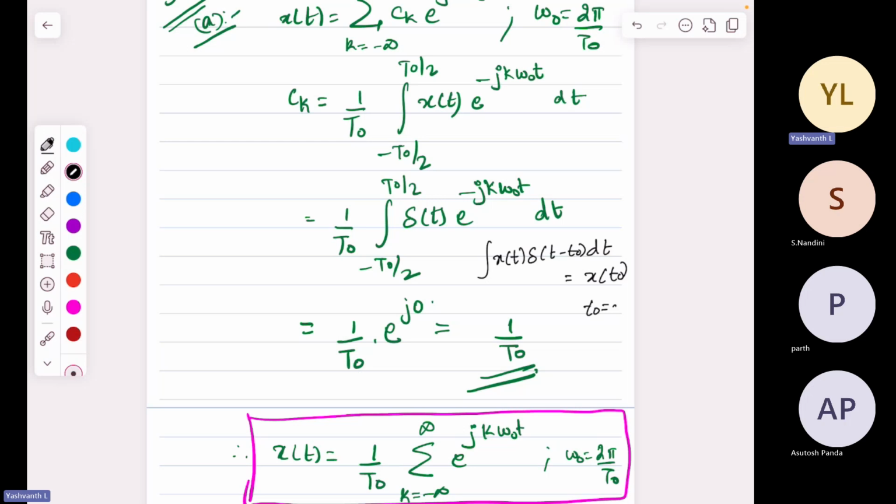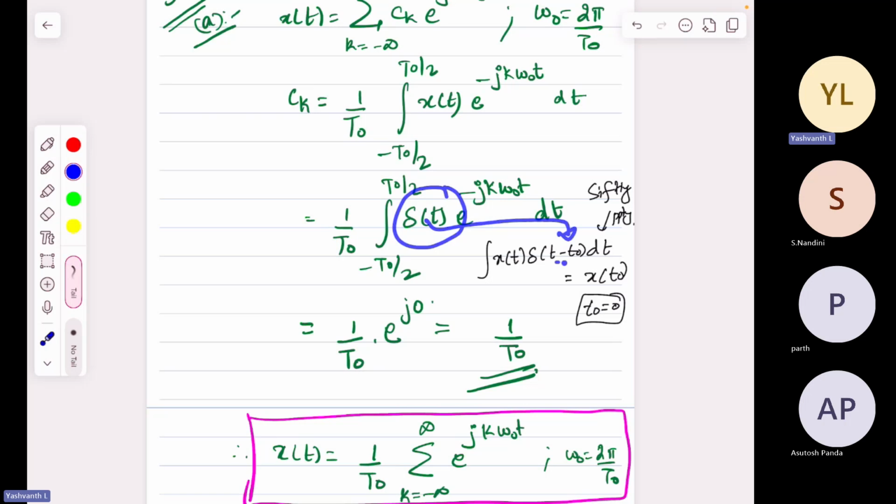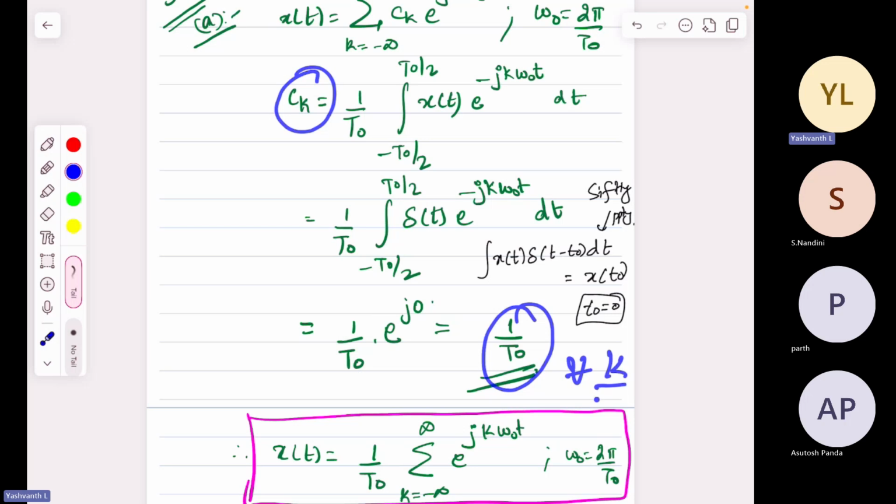Now I'm saying t naught is equal to 0. This is basically the shifting property which we recall from previous classes. Therefore, put t naught equal to 0, because this is only delta of t. Therefore, it becomes x of 0. And x of 0 is whatever is multiplying delta of t, so it is e power j0, which is equal to 1. So it is 1 by t naught. So c k is equal to 1 by t naught for all k.